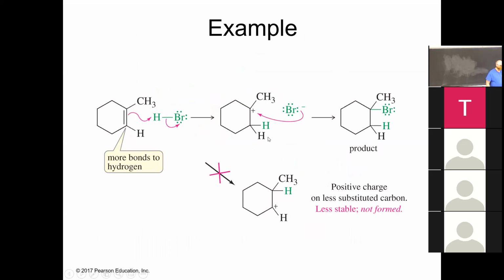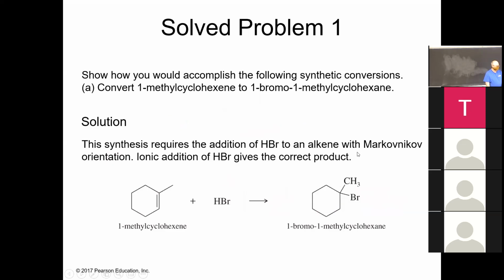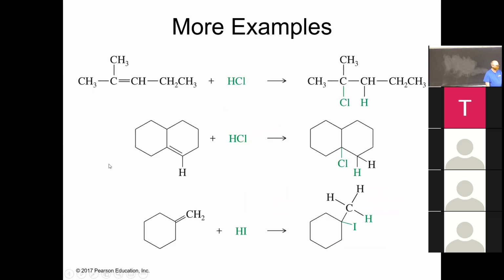Here's one example. When we add HBr to this double bond, it goes in this orientation and not in this orientation, because this will go through the tertiary carbocation. Just a few more examples.